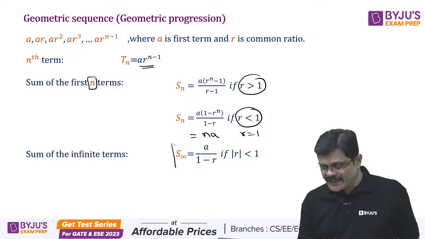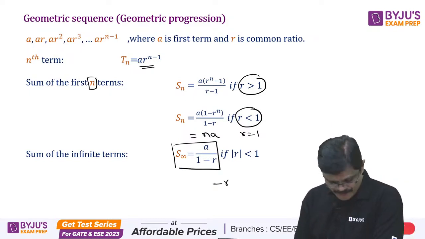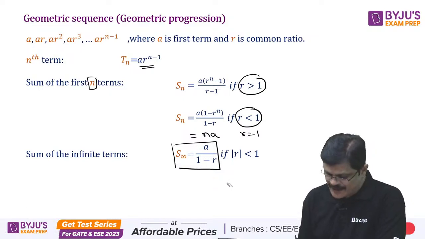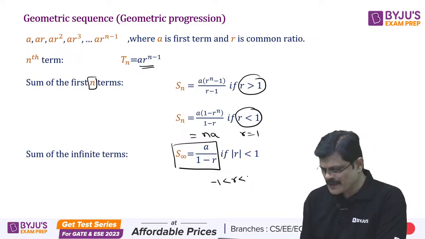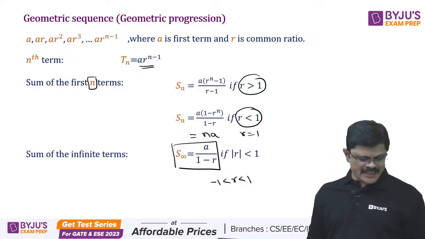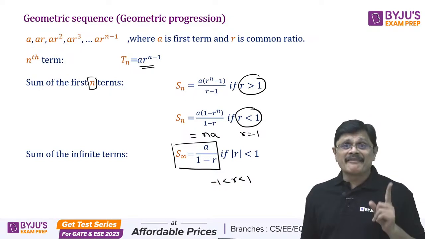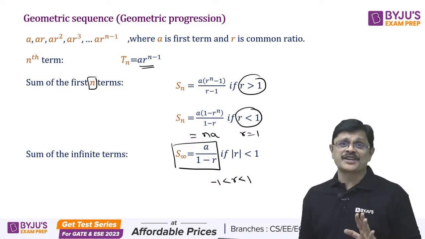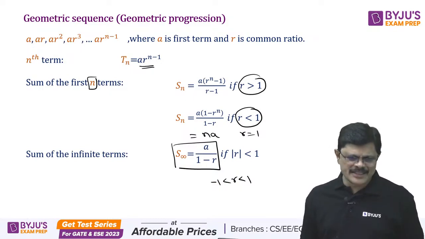The sum to infinite terms formula is possible only when r value lies between minus 1 to plus 1, my dear friends. And it is a by 1 minus r, provided the value of r is a fraction, negative or positive fraction lying between minus 1 to plus 1. It can be 0 also, my dear friends.